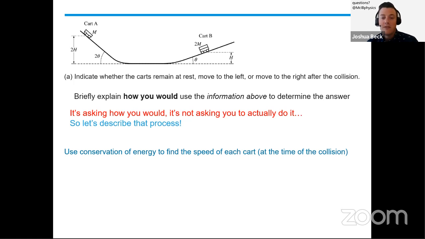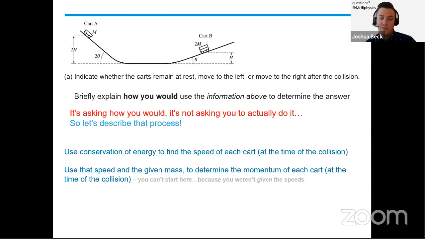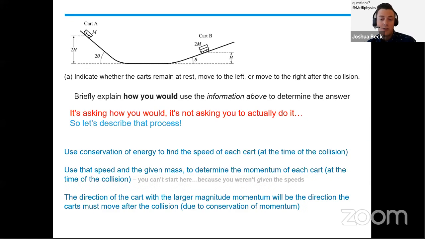One, I'm going to use conservation of energy to find the speed of each cart. That's what I just showed you. Again, the problem I gave you yesterday didn't ask you to do that. It asked you how you would get to the answer. After I found the speed, I would use that speed and the given mass to find the momentum of each cart. I couldn't start here because the problem didn't give me information about the speed. It says, how would I use the information above? The information above gives me the location and the mass of these objects. So I have to use conservation of energy to find the speed. Then I can use that speed with the given masses to find the momentum. And then the direction of the cart with the larger magnitude of momentum will be the direction of the carts after the collision due to the conservation of momentum. So here in these three sentences, I've described how I would use that information.